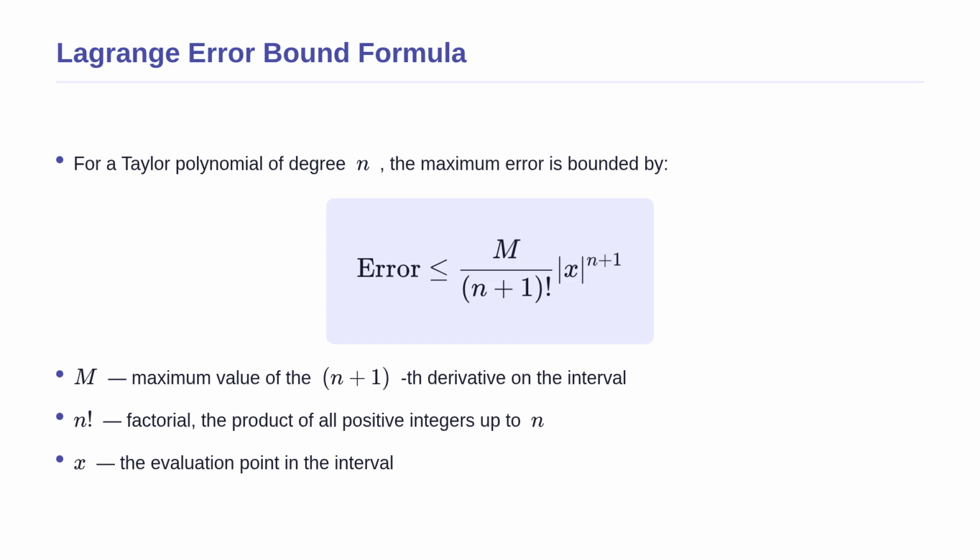The exclamation mark is a factorial, meaning we multiply the number by all positive whole numbers smaller than it. Finally, x is our position on the interval. If we increase the degree n, the factorial in the denominator grows extremely fast, which drives the overall error down towards 0.